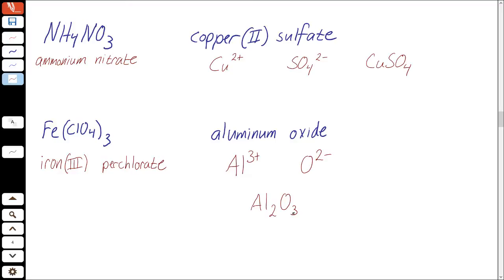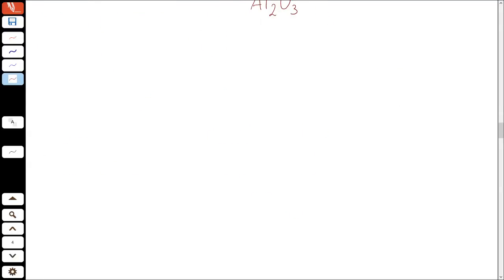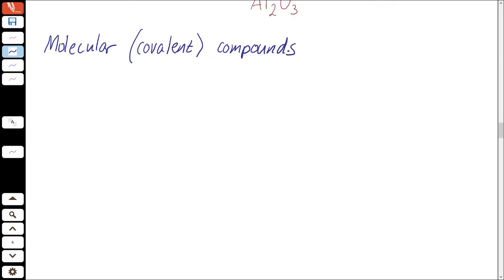Okay, let's move on to some other types of naming: molecular compounds and acids. Now, these compounds I would say are a little bit easier to name, which is why we spend a little more time on the ionic compounds. The book calls these molecular compounds. You'll also see them called covalent compounds, because as we talked about on Tuesday, not all covalent compounds are molecular. Some are extended networks.